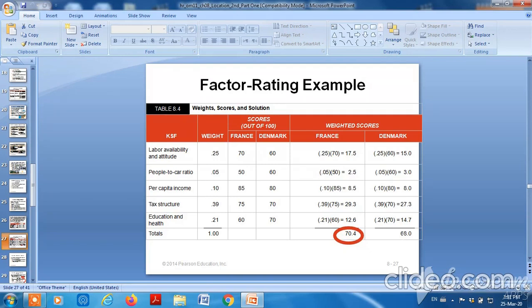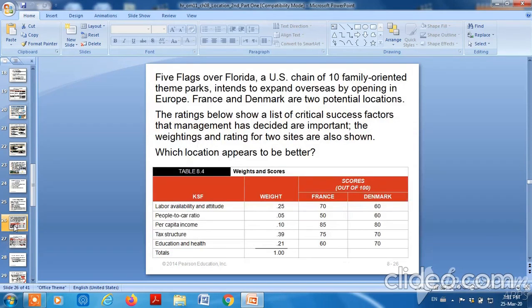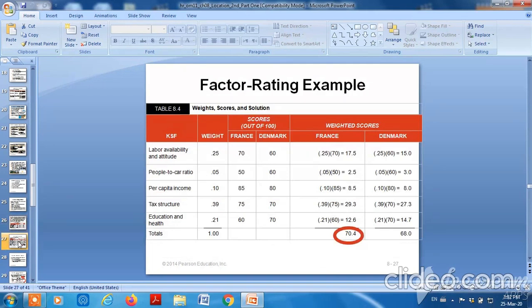So, in this case, the France location will be the appropriate location for opening the new site for the 5 Flags Over Florida in Europe. So, France will be preferred over Denmark in this case because the total weighted score for France is higher than the total weighted score for Denmark.